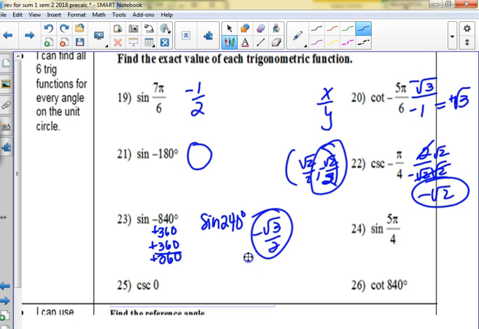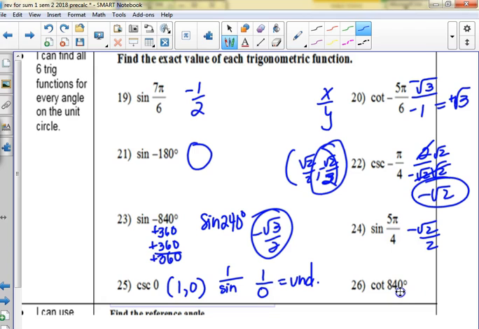Anybody lost there? 5 pi over 4 is right on our unit circle, right? What's the sine? Negative square root of 2 over 2. Cosecant of 0. What's the ordered pair at 0? Okay. Cosecant is 1 over the sine, which means it's 1 over 0, which is undefined. If you leave it 1 over 0, have I said this 1,000 times? It's wrong. Okay, you have to tell me it's either 0 or 1 or undefined or whatever it simplifies to.